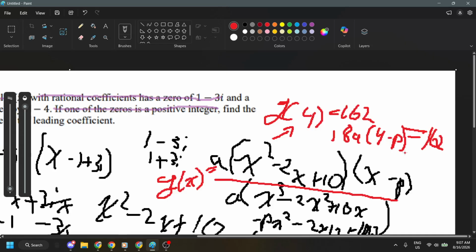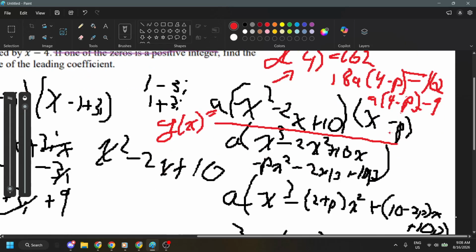162 is in fact divisible by 18. 18 is 2 times 9. So divide by 2, we get 81. Divide by 9, we get 9. So a times 4 minus p is 9. So this is maximized when a is equal to 9, and p is equal to 1, or p is equal to 3 to make this 1.